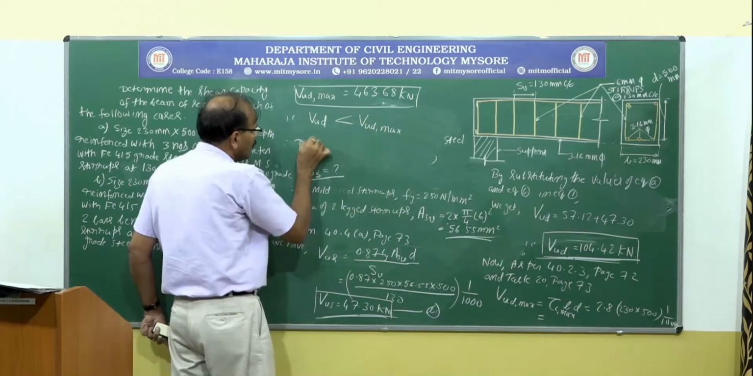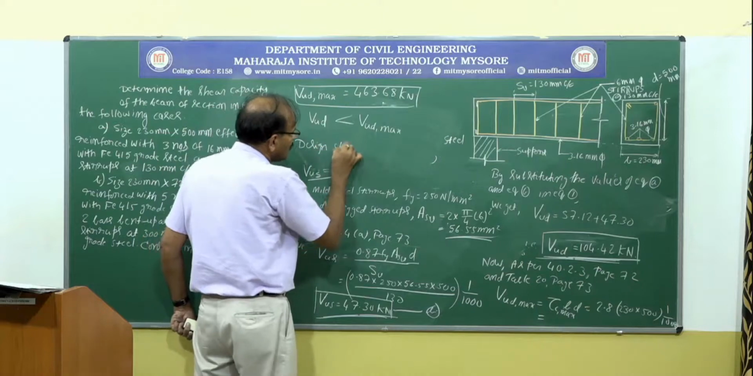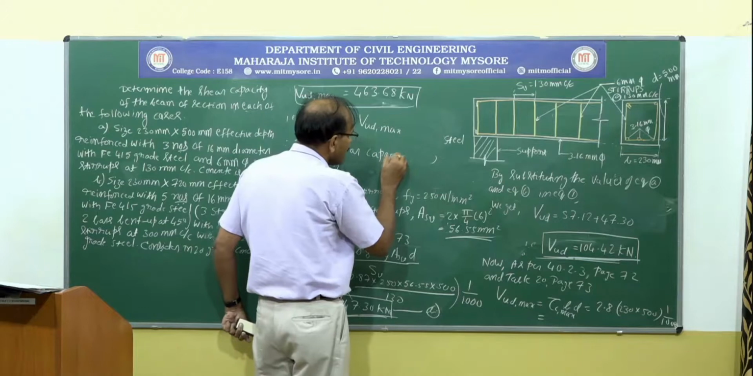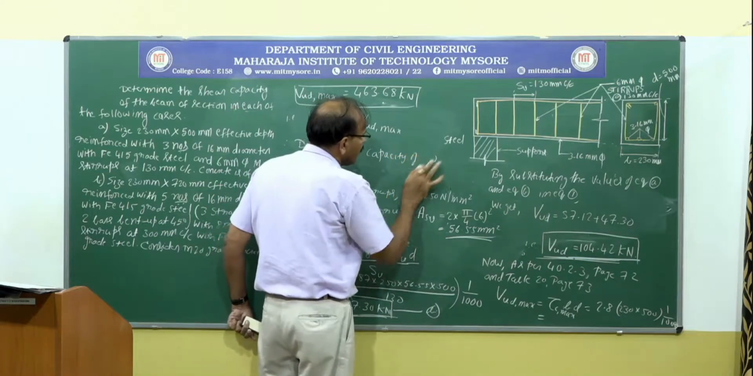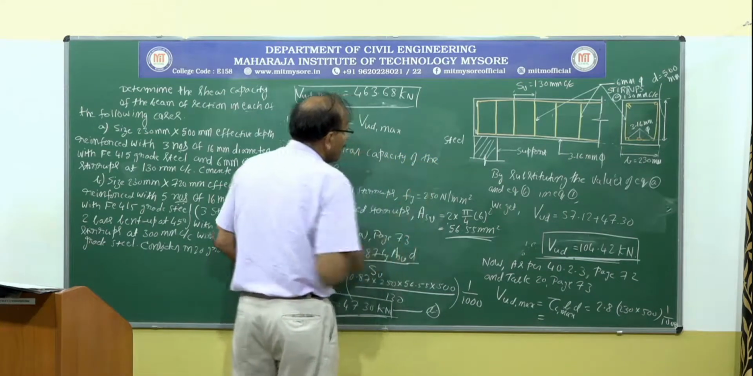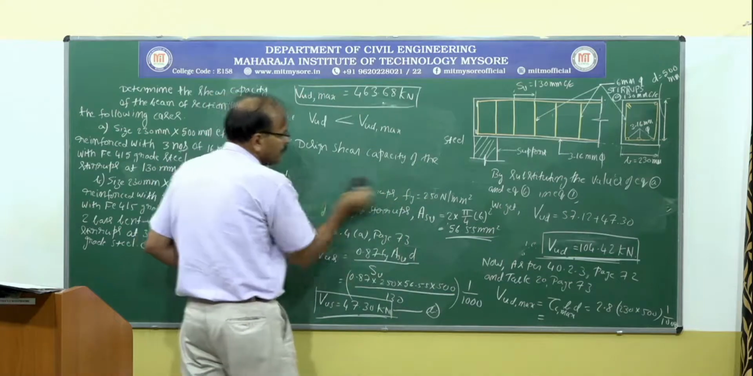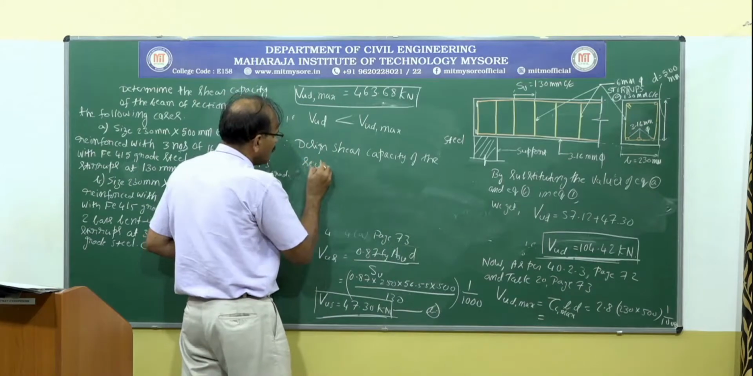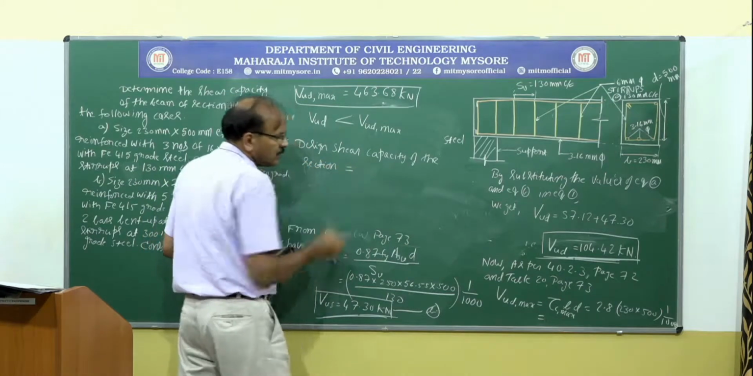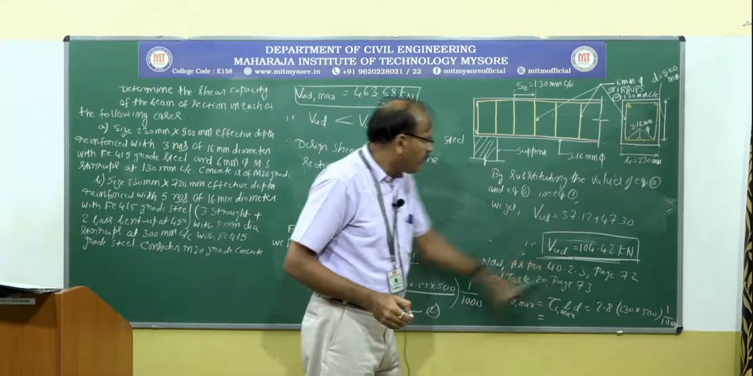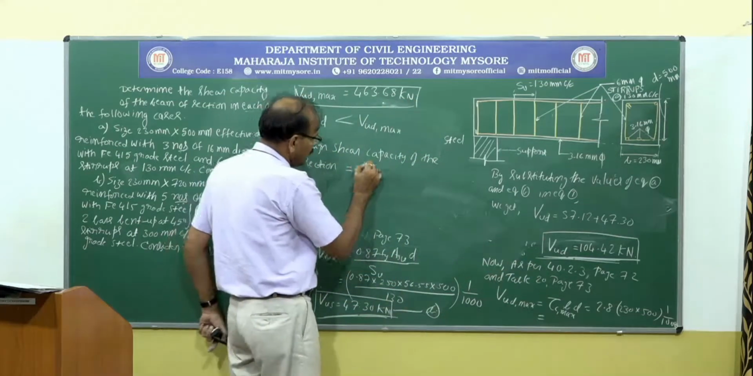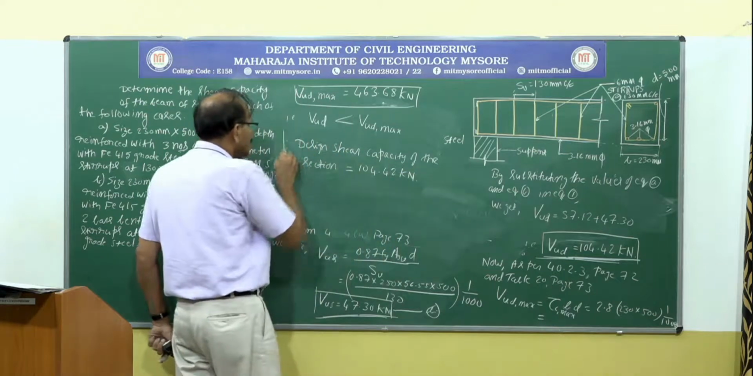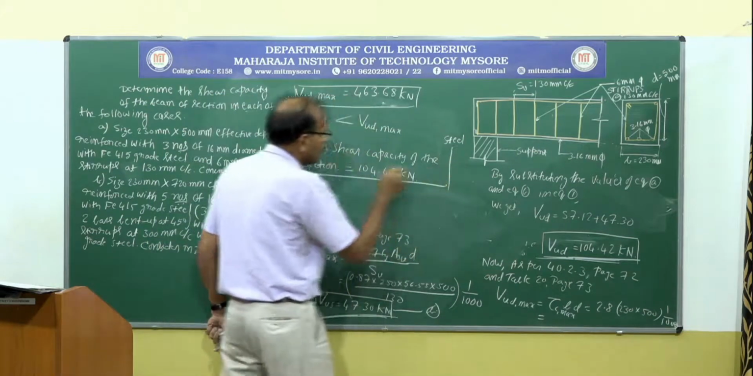Therefore, the design shear strength or shear capacity of the section is equal to 104.42 kilonewton. So this should be your final answer.